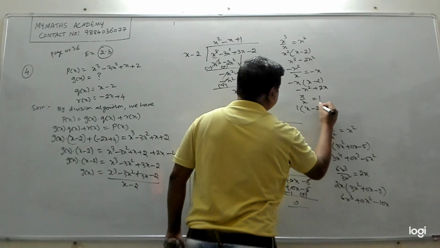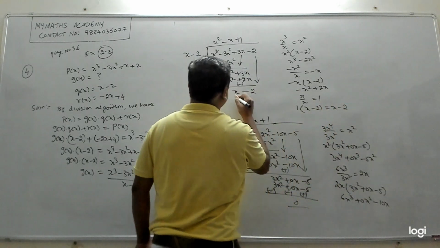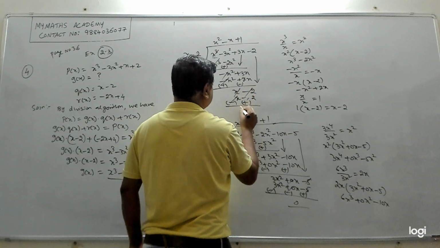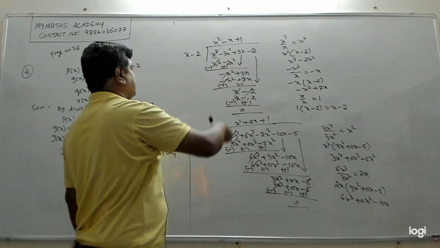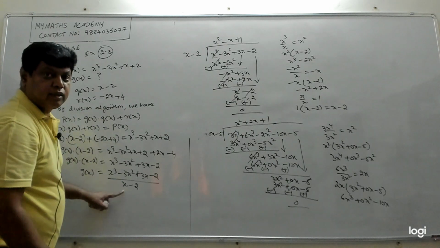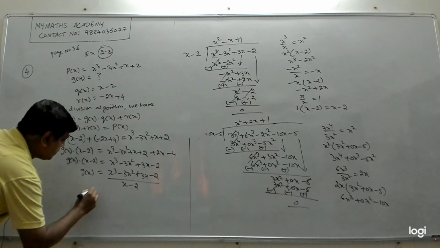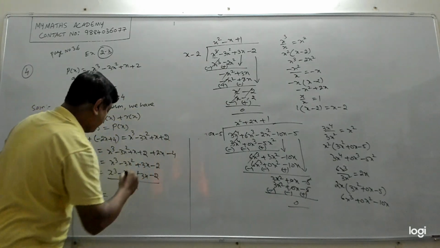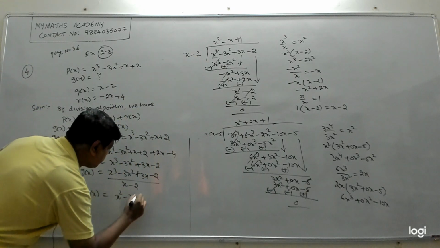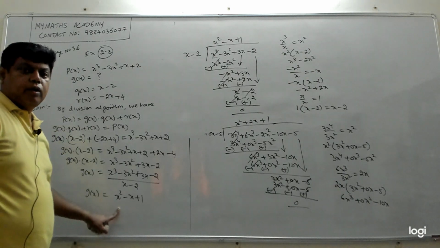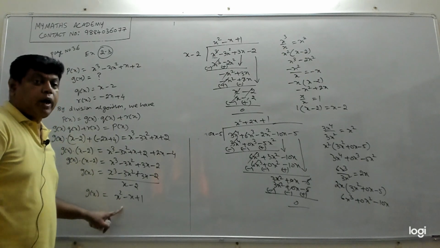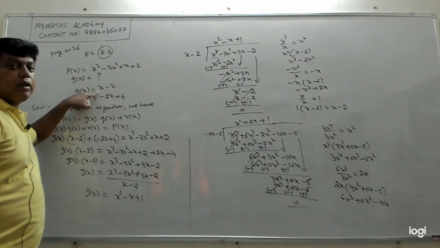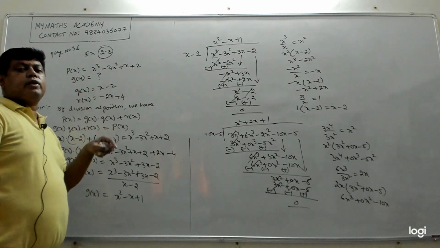1 into x minus 2 will give you x minus 2. Write that x minus 2, then change the sign, cancel, 0. So this is your g of x. So when I divide this by this, what I got? My g of x is equal to x square minus x plus 1. So this is the polynomial which, when it divides the p of x, you will get the quotient as x minus 2 and remainder as minus 2x plus 4.